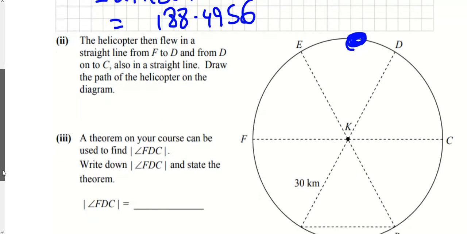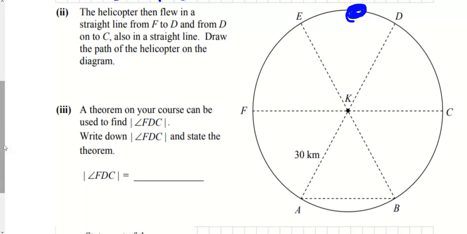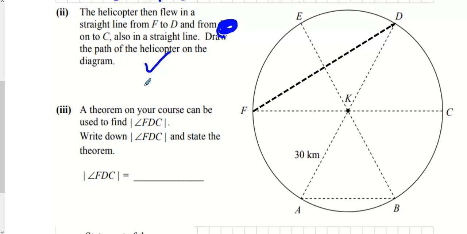Now, the helicopter then flew from F to D. Straight from F to D. Does everybody see that? So it flew this path here. Okay. Draw the path of the helicopter on the diagram. Done. Happy days.